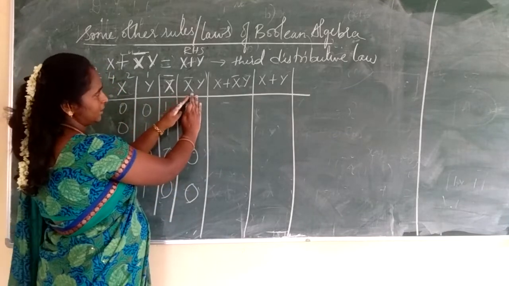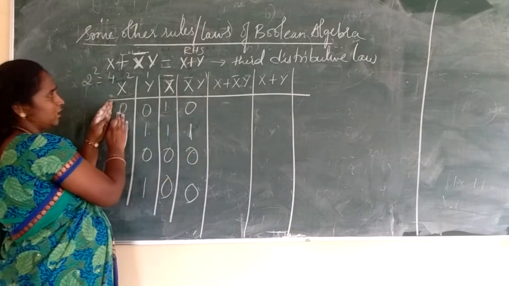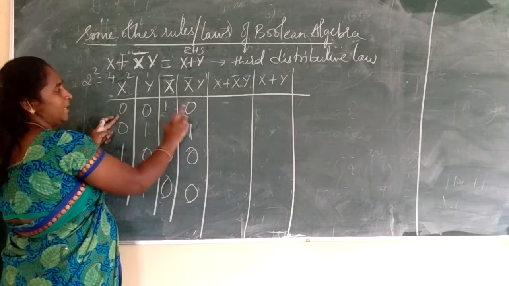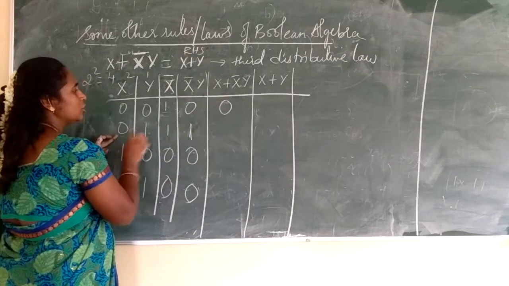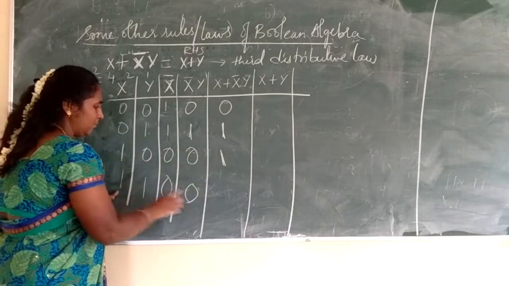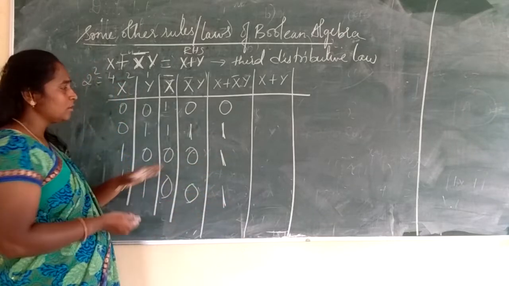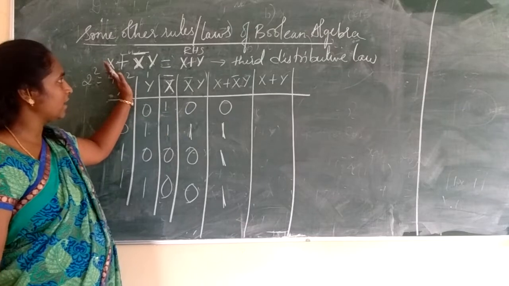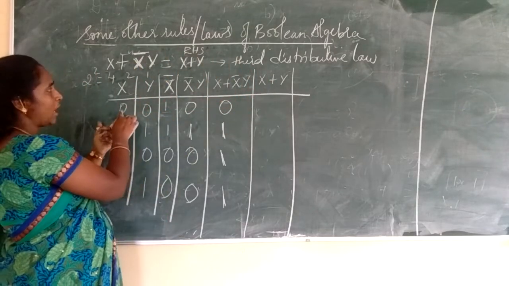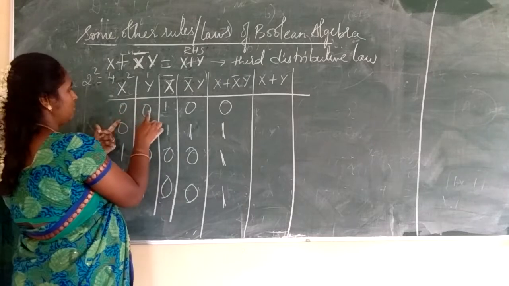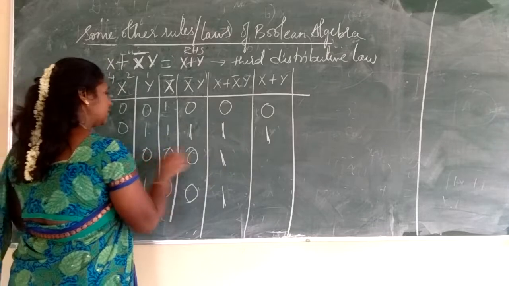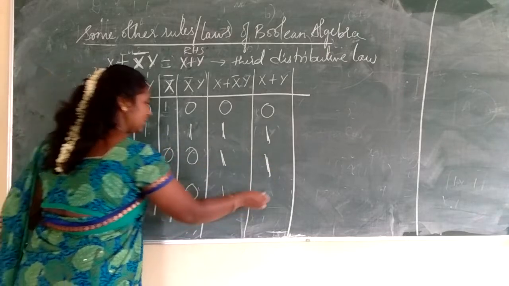Now this x bar y should be added, a logical addition, with x. 0 plus 0 is 0, 0 plus 1 is 1, 1 plus 0 is 1, 1 plus 0 is 1. Now you got your LHS part. Now you prove it with your RHS part. So we add these two, x plus y. 0 plus 0 is 0, 0 plus 1 is 1, 1 plus 0 is 1, 1 plus 1 is 1.